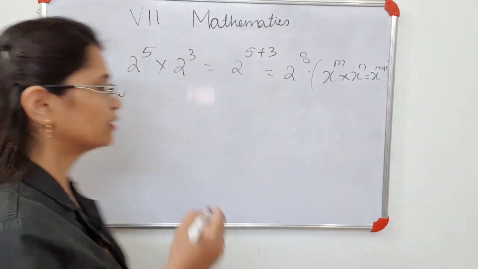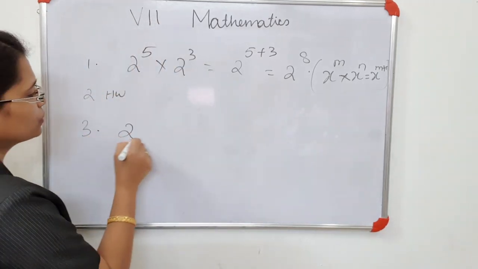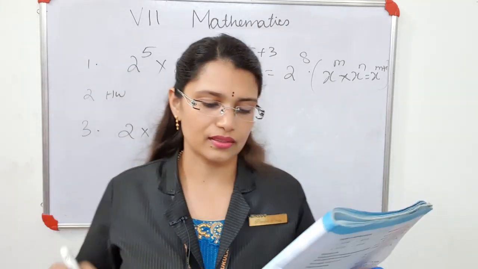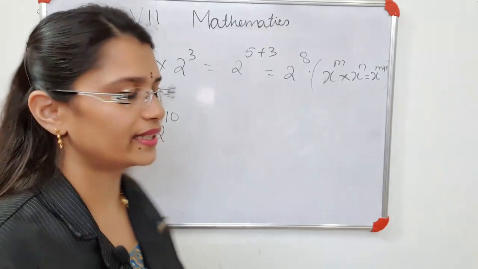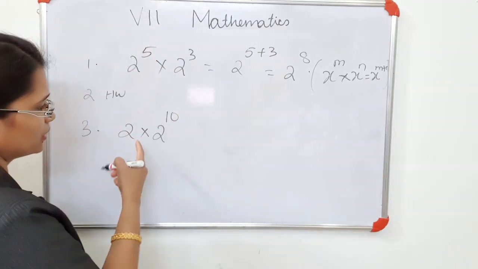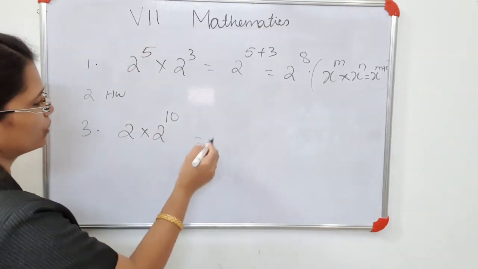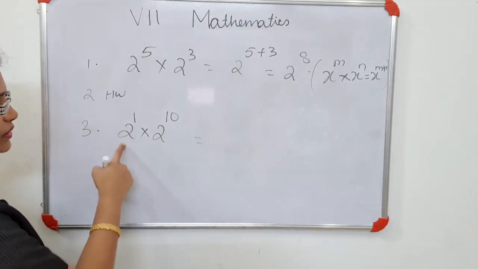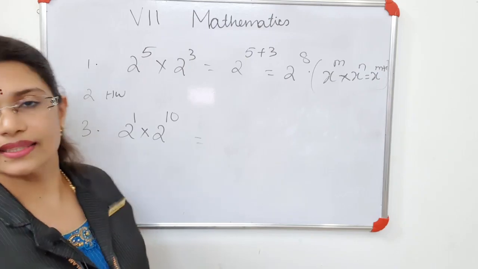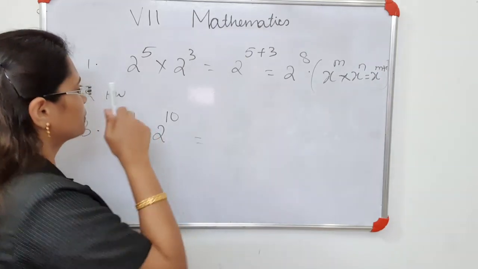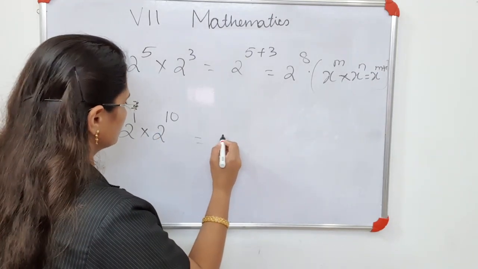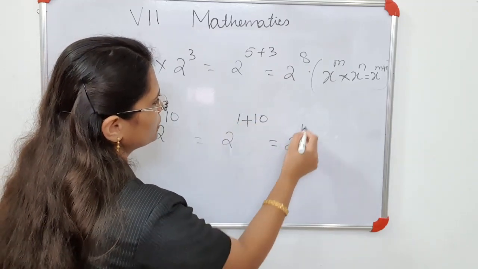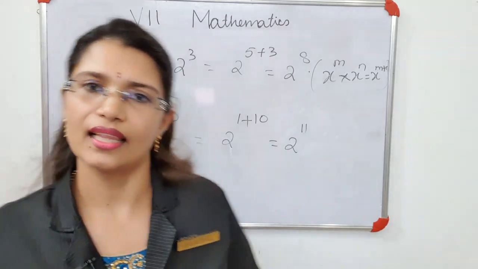Then third one, what power of 2 is twice 2 raised to 10? Twice means what? 2 times. So, 2 into 2 raised to 10. So, here how can we add the powers? Here nothing is there. Nothing is there means 1. 2 raised to 1 is equal to 2. Value remains the same, right? If you put the power 1. So, 2 raised to 1 plus 10 is equal to 2 raised to 11.